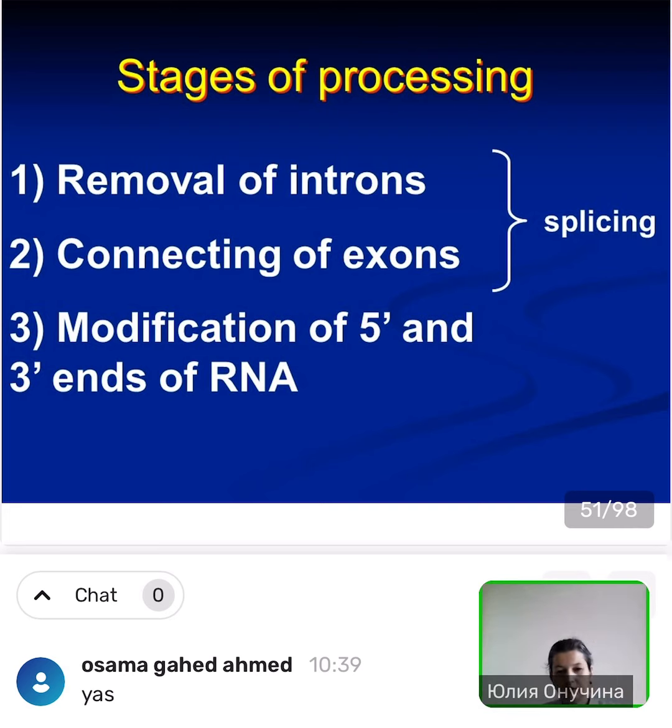It's very important stages during our biosynthesis of proteins that may regulate formation of our proteins and may be the reason for our diseases. So the next slide, yes.